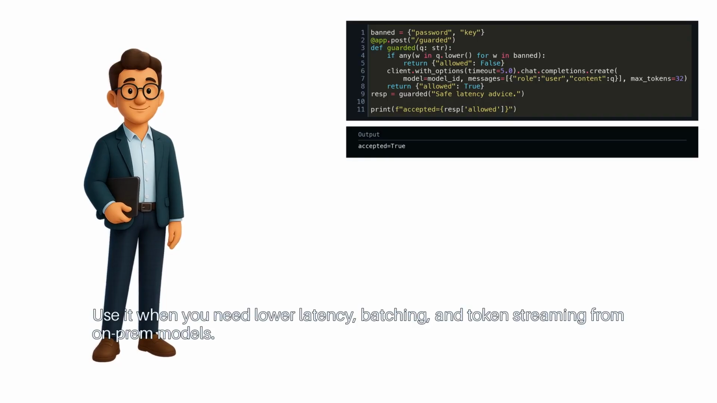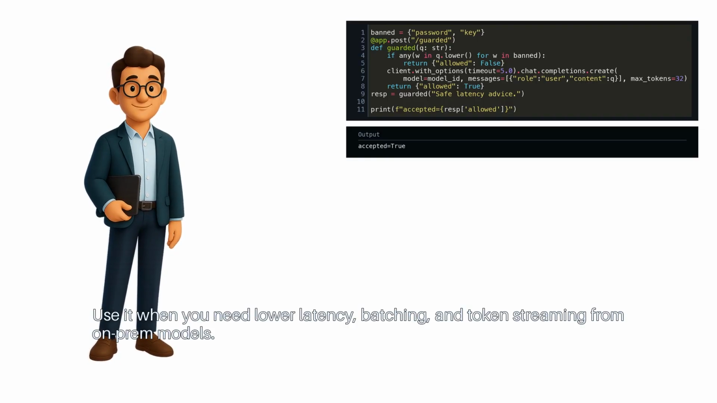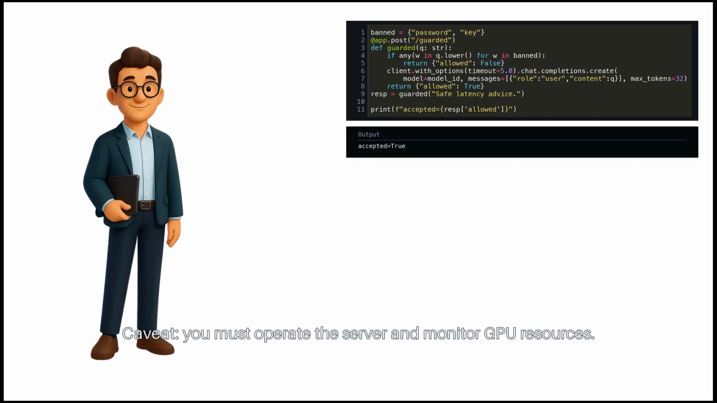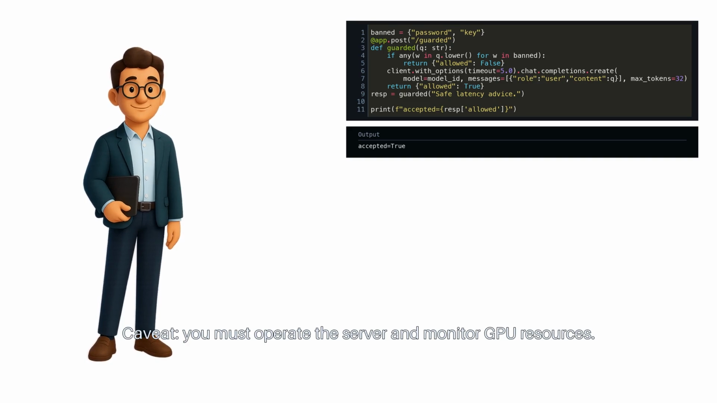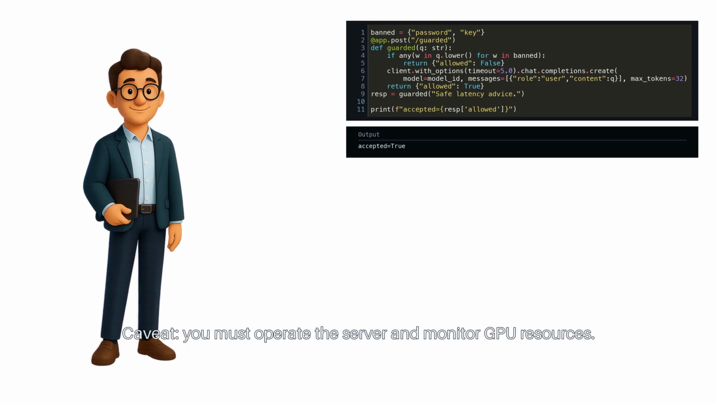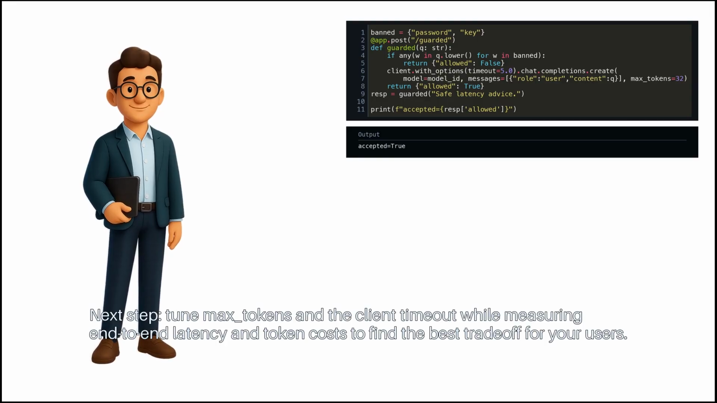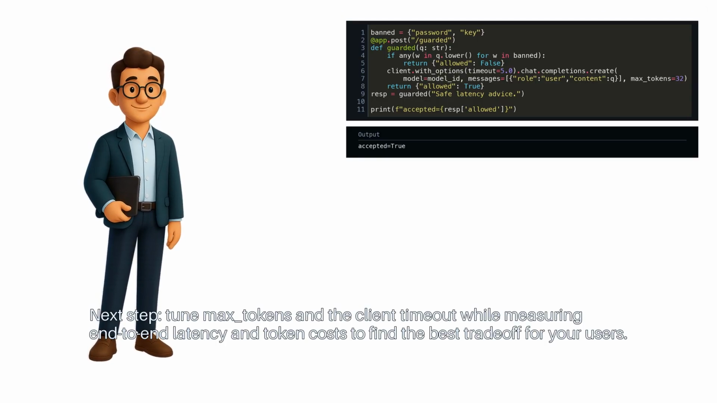Use it when you need lower latency, batching, and token streaming from on-prem models. Caveat: you must operate the server and monitor GPU resources. Next step: tune max tokens and the client timeout while measuring end-to-end latency and token costs to find the best trade-off for your users.